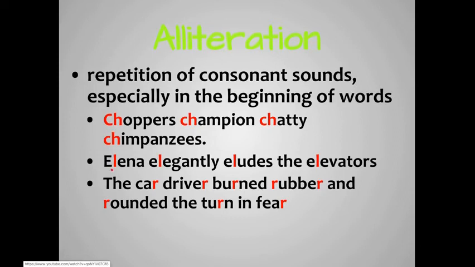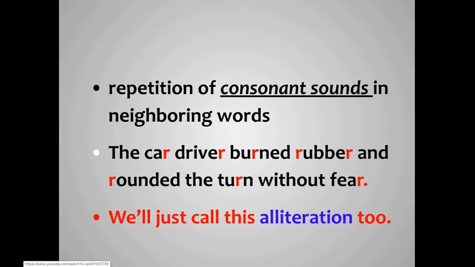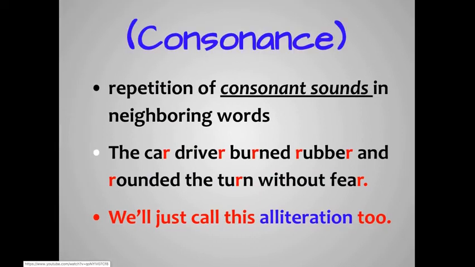In the second one, it's still the first consonant sound, even though we have a vowel before it. Elena elegantly eludes the elevators. And then the final one here, these R's, a lot of them are at the ends of the words and not the beginning, with the exception of rubber and rounded. We're going to call this one alliteration because it's still the repetition of those consonant sounds, although more accurately it would be called consonance when it's not in the beginnings of words, like car, driver, burned. But everybody just calls it alliteration, so we will do the same.